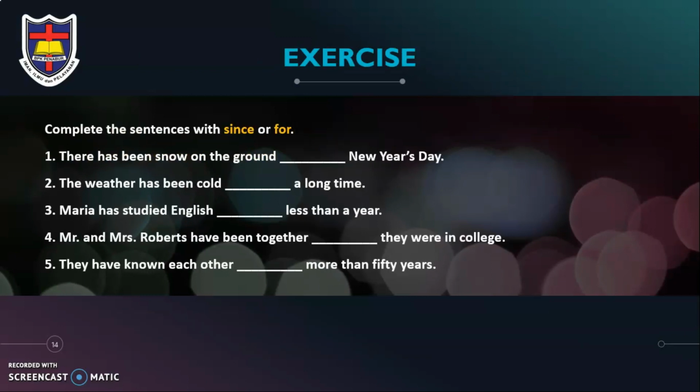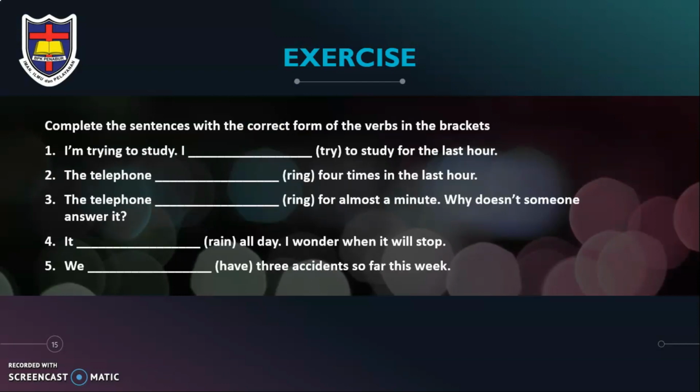Next, here are some exercises that need to be finished. You can replay this video to know more. Make sure each of you finishes this exercise, and then this is the exercise about present perfect continuous and simple. You also have to finish it, and then we are going to discuss it whenever we are in online class.